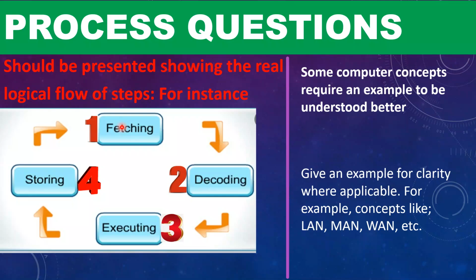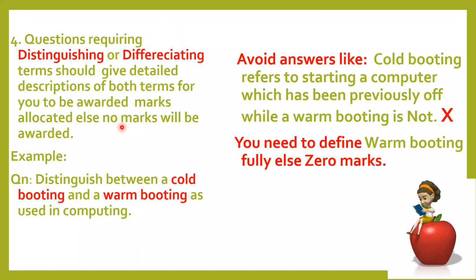Then, some computer concepts require an example to be understood. What do I mean here? You give an example for clarity where applicable. For example, where we have concepts like local area network, metropolitan area network, WAN, etc. Give an example so that these concepts are understood better. Then another tip, questions requiring distinguishing or differentiating terms should give detailed descriptions of both terms for you to be awarded marks allocated.